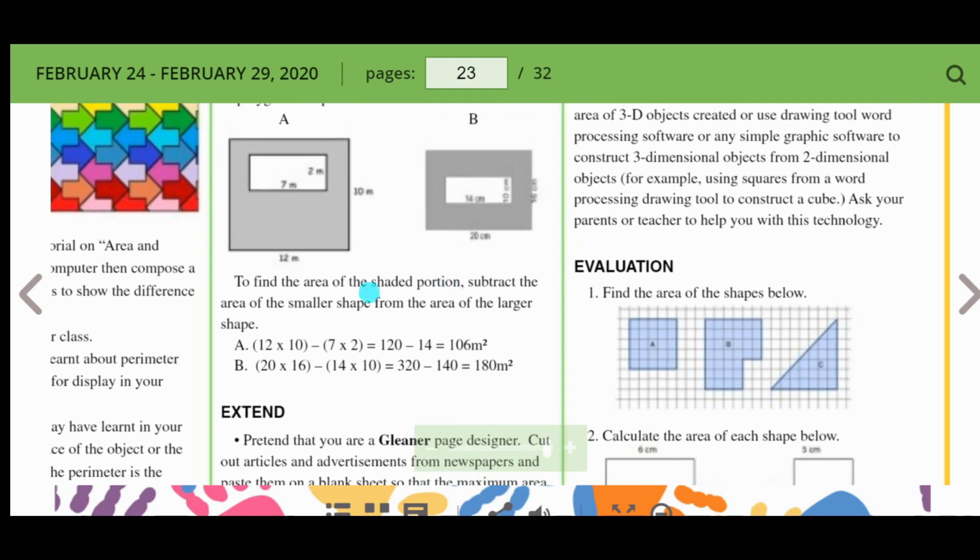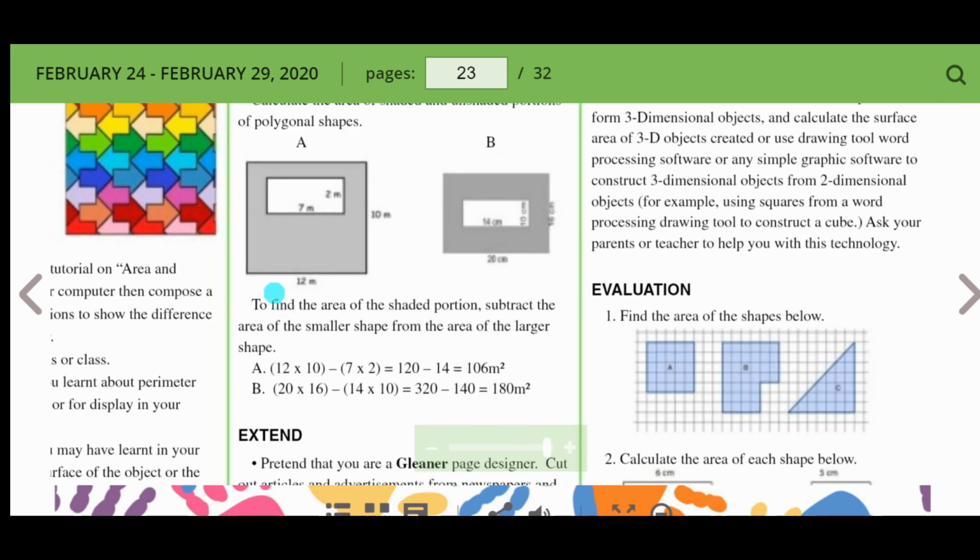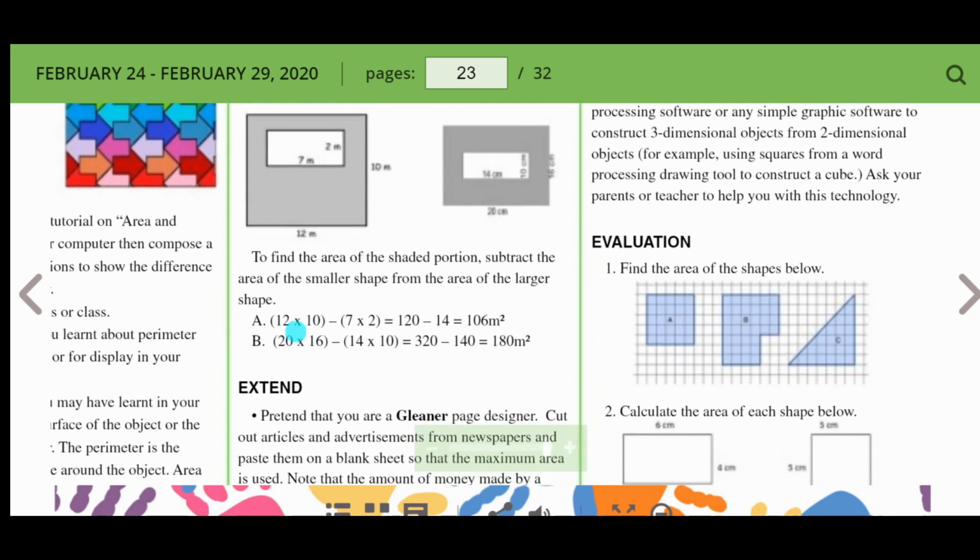All right, let's go with this now. To find the area of the shaded portion, subtract the area of the smaller shape from the area of the larger shape. Oh, so that means we have to do two calculations. We have to find the area of the large shape first, and then find the area of the small shape, and then take the smaller area from the larger area. All right. So let's go with A.